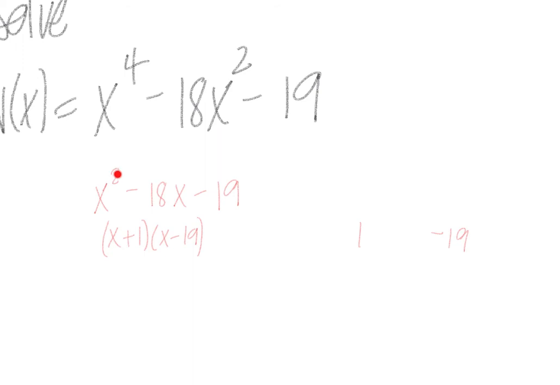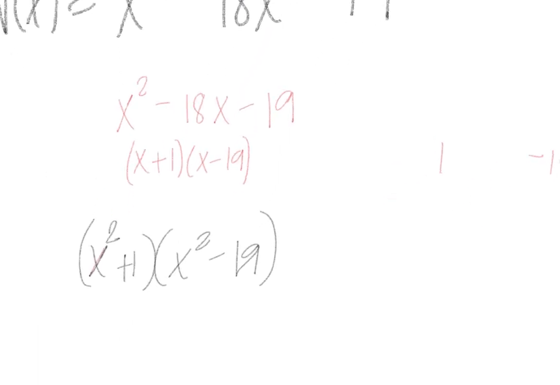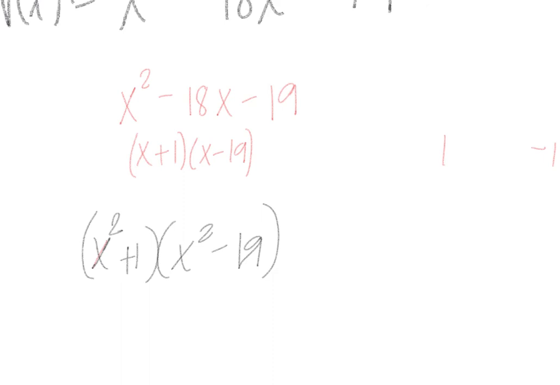But look at how this second degree factored. I mean, x times x is x squared. So our fourth degree will factor into x squared plus 1 and x squared minus 19. Okay, so the same two numbers were chosen. It's just, it's not x and x, it's x squared and x squared.